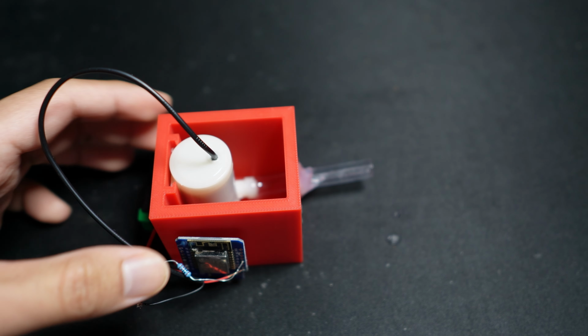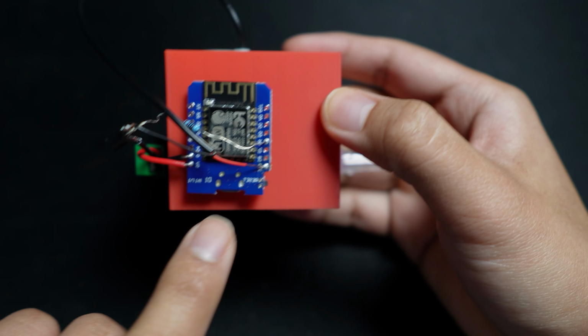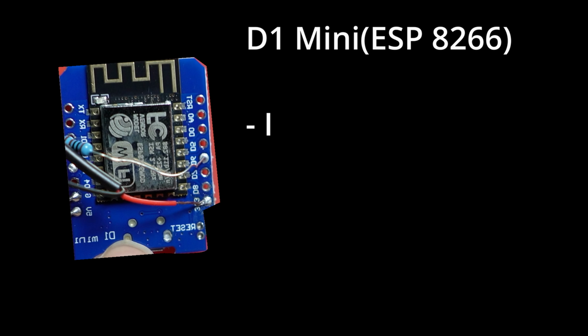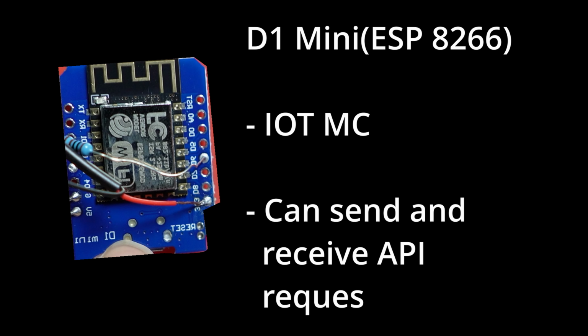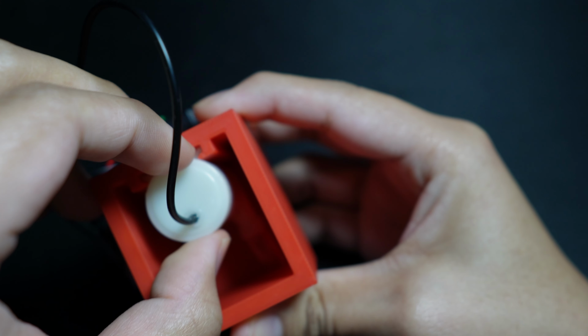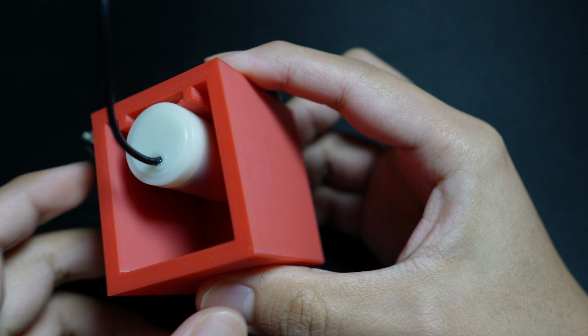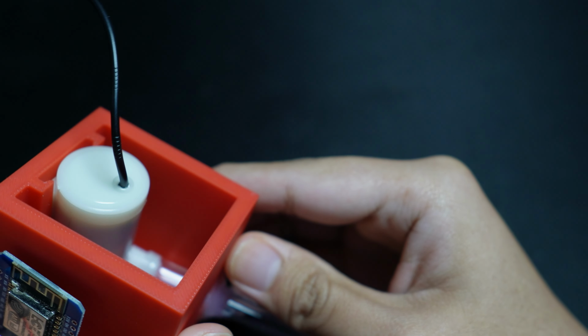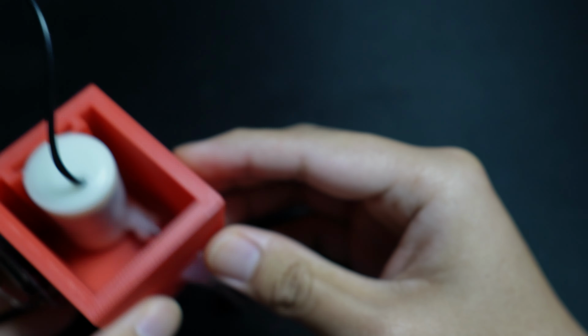Okay, so this is supposed to be a water squirter. So here we have a D1 Mini. It's an IoT microcontroller that can send and receive API requests. Then we have a water pump that can pump water. So theoretically, I can send an API request to this device so that it could squirt water when I have bad posture. Let's test it out.